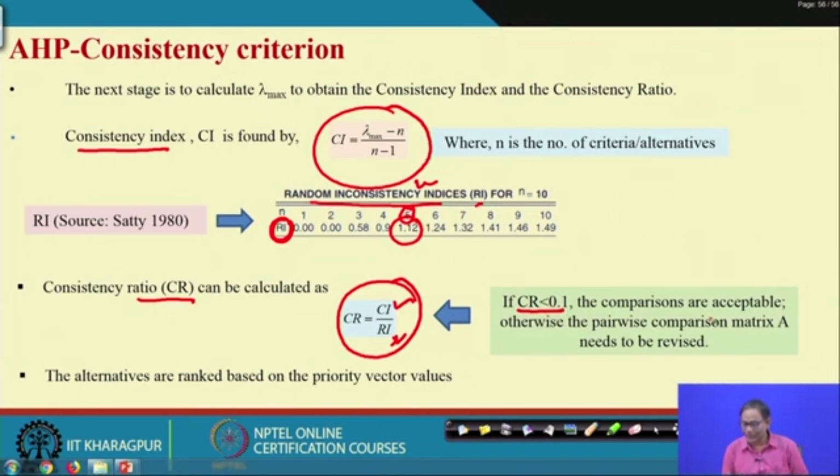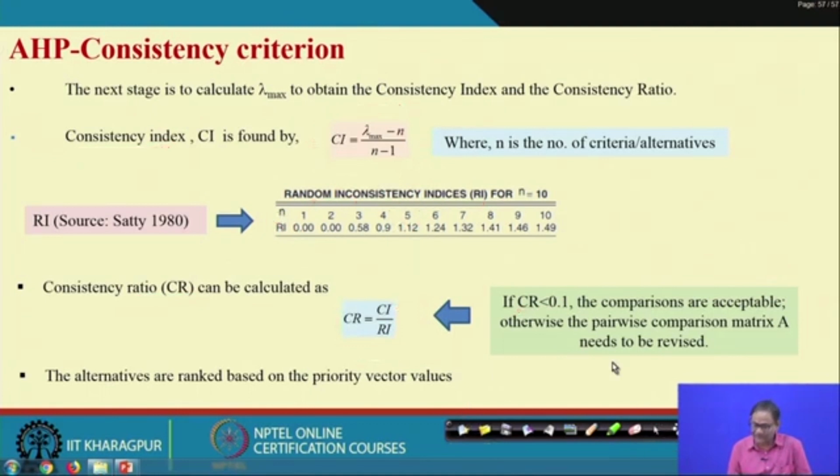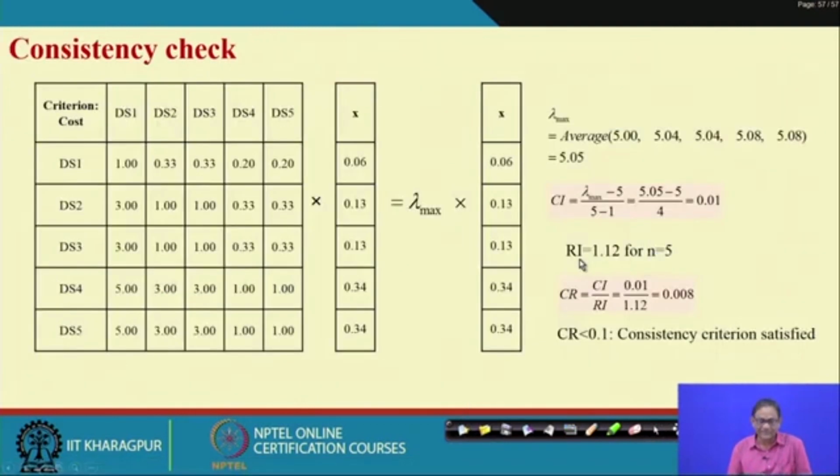So, 0.1, if it is below that then it is acceptable, otherwise not. So, let us see what the status is now. With reference to cost, this is our comparison matrix, and this is the priority vector you have obtained. Now, this is our A, and this is Ax = λx.